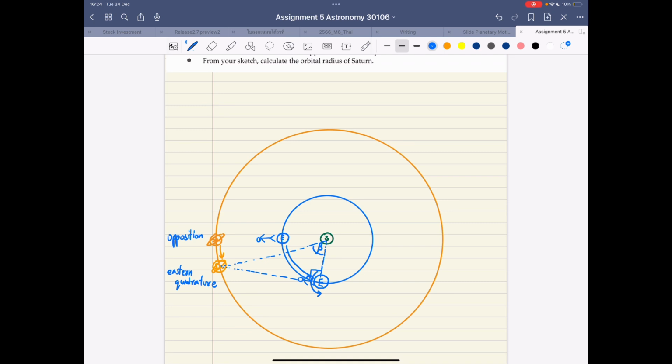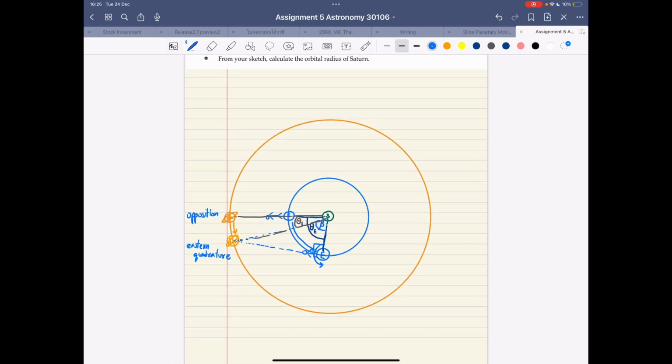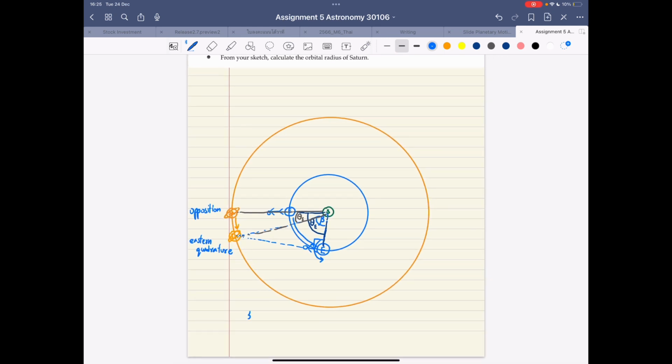We know that from the rotation of the Earth to the Earth in the future, it has its angle, let's say theta E, and the Saturn to the new Saturn is theta S. So from this figure we can find the equation that beta is equal to theta of Earth minus theta of Saturn.